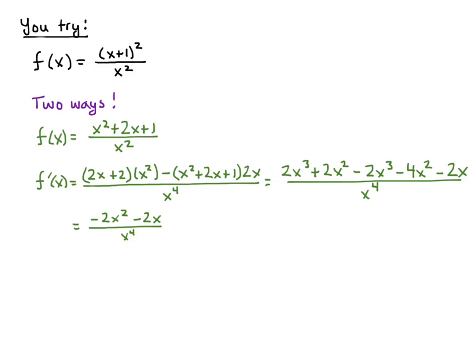But looking at that, it looks like I can factor this. And in fact, I can factor out a negative 2x. And so with this factorization, I can simplify it to be negative 2 times x plus 1 over x cubed. Okay? Would we get points off if we left it as negative 2x times x plus 1 over x to the 4? Not on the gateway, but on the exam you would.